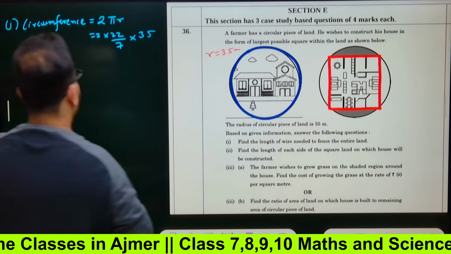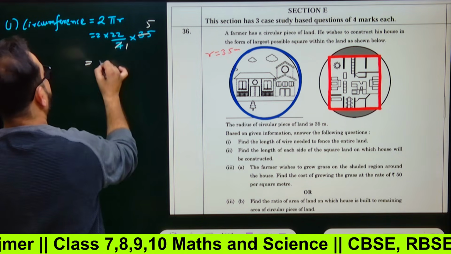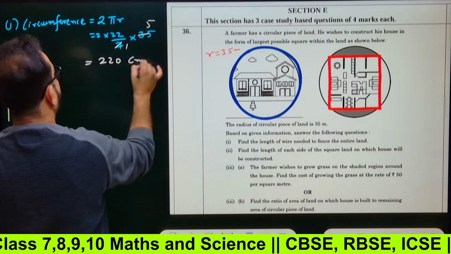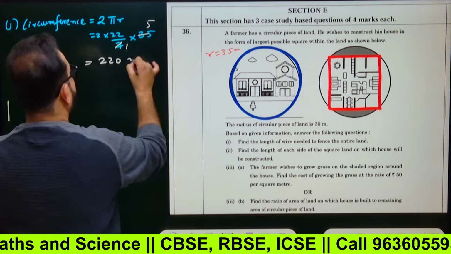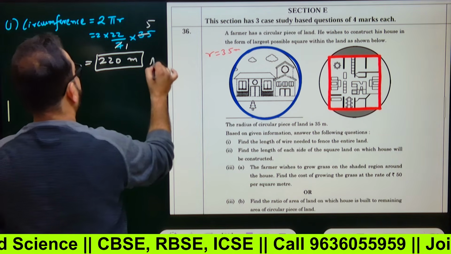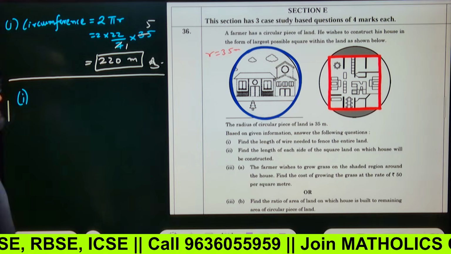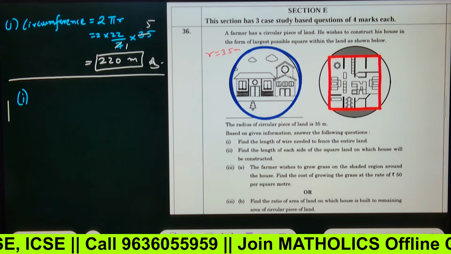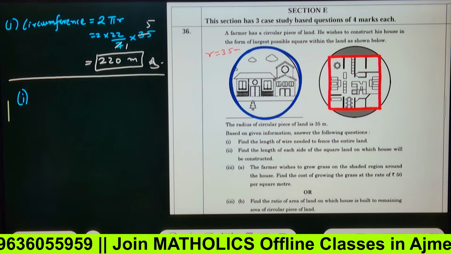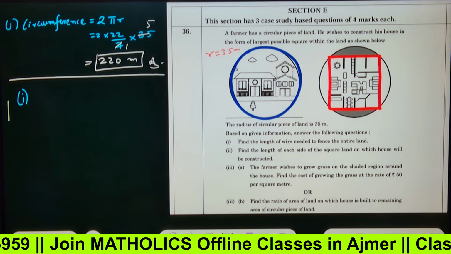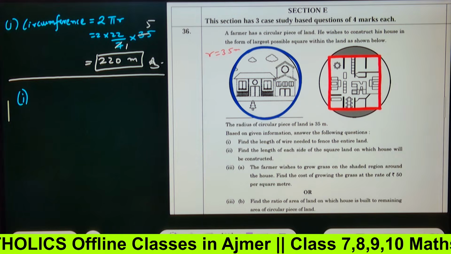So we'll do like this: 7 ones are 7, 5 twos are 10, and 220 meters. 220 meters of wire is required for fencing this complete circular field. Got the point? This is very basic, just half a mark for this.